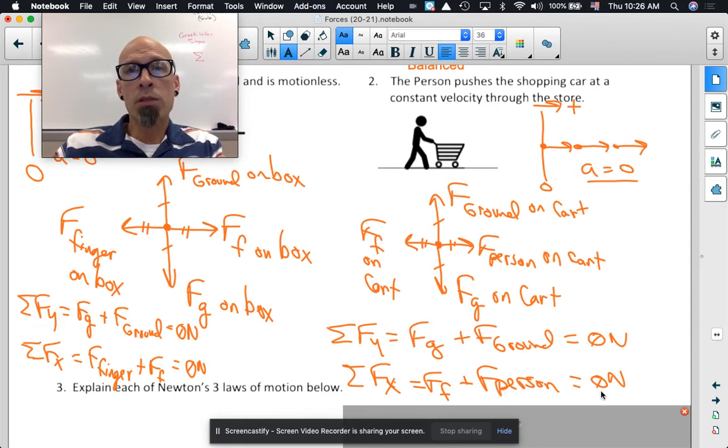Now, someone this morning asked, does it matter which order we add them? Like in terms of the summation? No. Remember, you can add one way or the other.